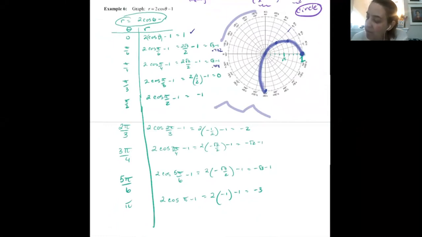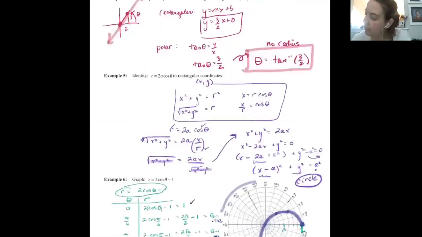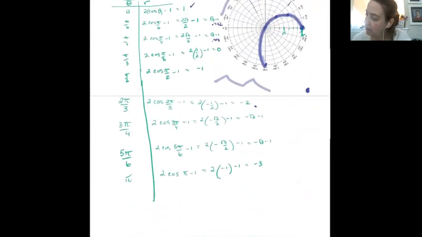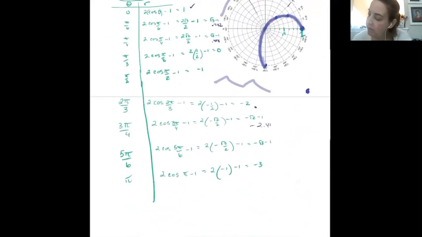If I'm at 2 pi over 3, that's at negative 2. So 2 pi over 3 is up here, and then I'm going to go back down to negative 2. I'm going to guesstimate that that's down here. Negative root 2 minus 1 is negative 2.4. Whoops. This is negative 2.414. So this is even bigger. This is off my graph down here further. And negative root 3 minus 1.